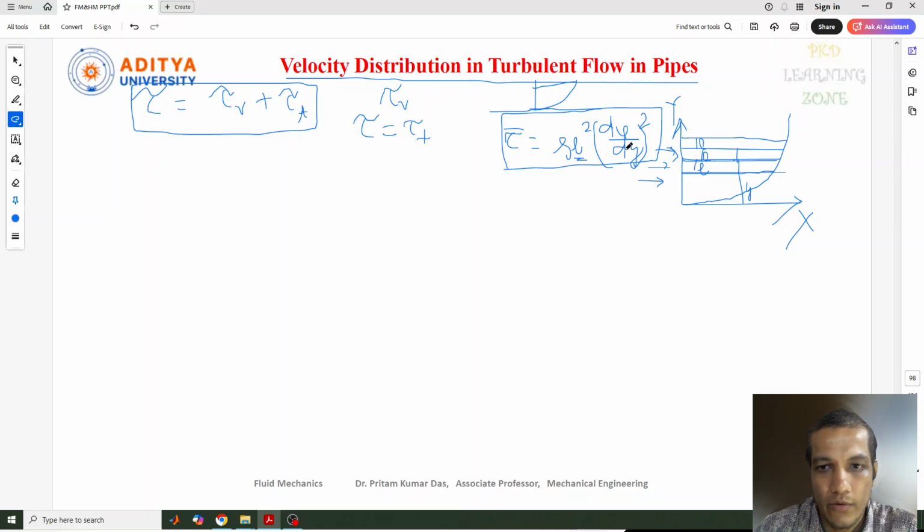Now why have I raised this issue? Because the mixing length L is a function of Y. As Y varies from the surface, the mixing length also changes. That means the mixing length is directly proportional to Y, where Y is the distance from the surface.